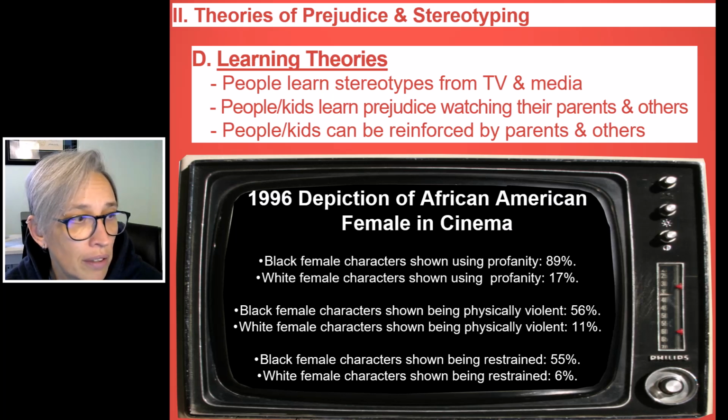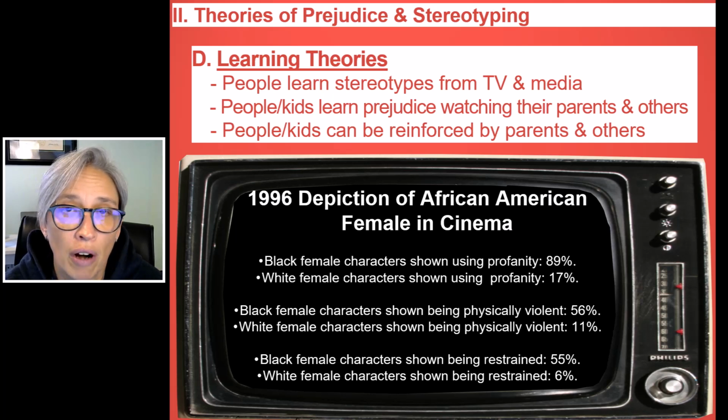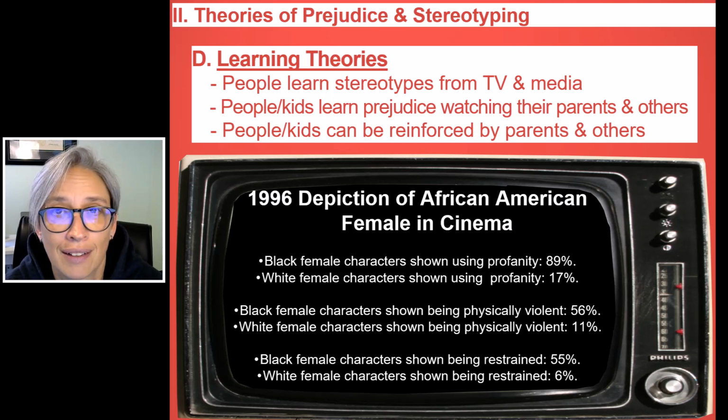The black female characters were shown using profanities far more than the white female characters. Is this an accurate reflection of what the world is today? Well, no, not in my opinion, it isn't. But I walk through this world with an open mind. I sure hope this isn't reality. And so it makes me a little sad for those black females that are being portrayed in this way. And I pray that they're no longer being portrayed that way.